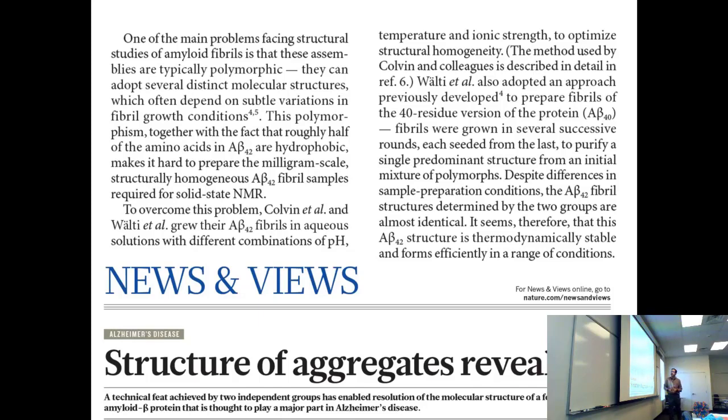To solve the problem, they basically grew their fibrils in aqueous solutions with different combinations of pH, temperature, and ionic strength. All that means is they tried a bunch of stuff until they got good fibers, okay? And look what they varied. It wasn't rocket science. You just try really hard. And eventually they got good conditions. Once you have the good crystals or the good fibers, you're able to solve these problems.